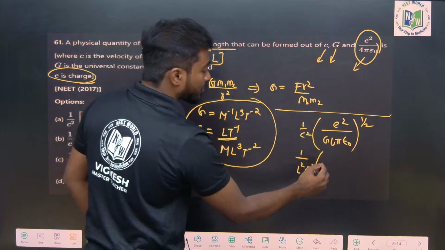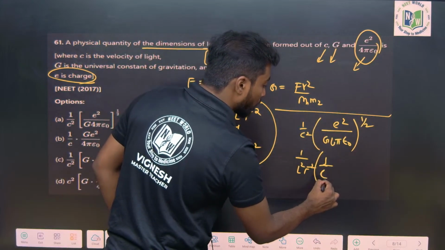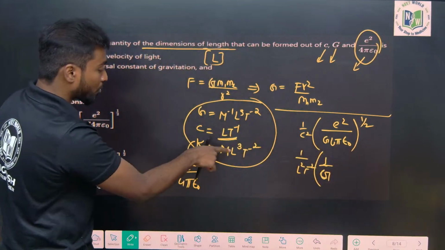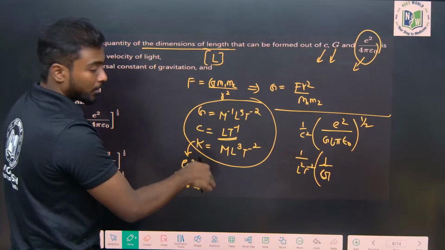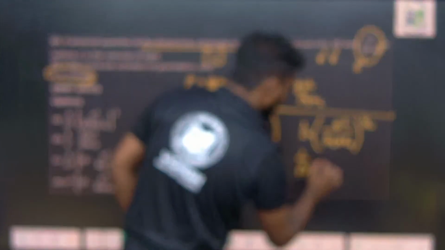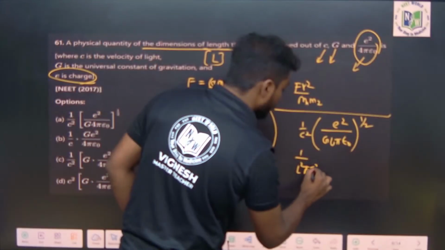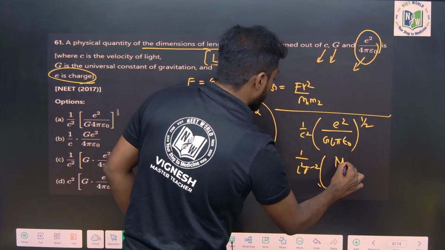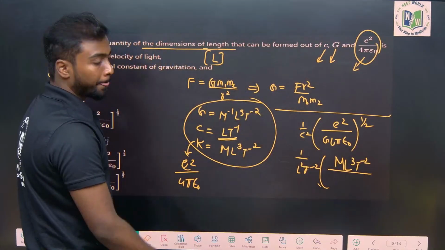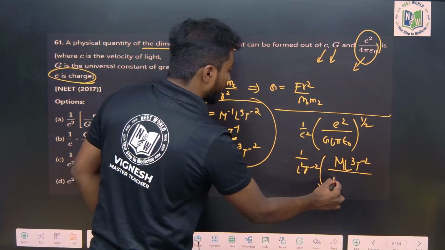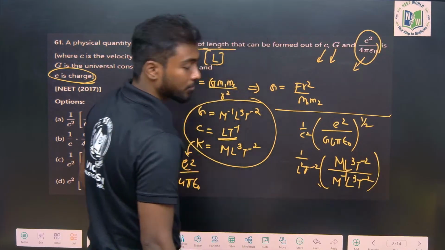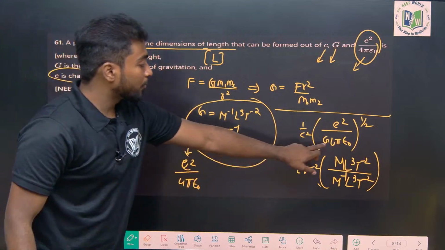Okay, this is 1 by G into E square by 4 pi epsilon naught. What is E square by 4 pi epsilon naught? M L cube T power minus 2, divided by G. What about G? M power minus 1 L cube T power minus 2. Okay, now this is for the first option.